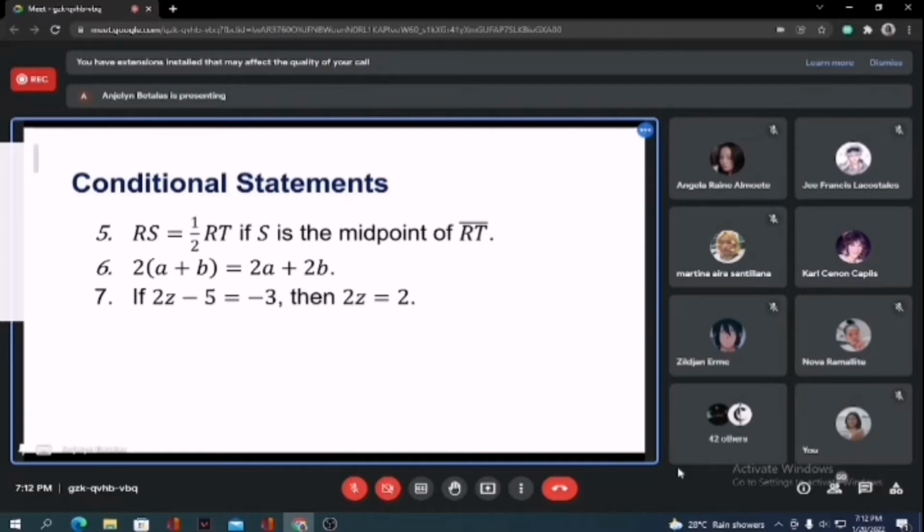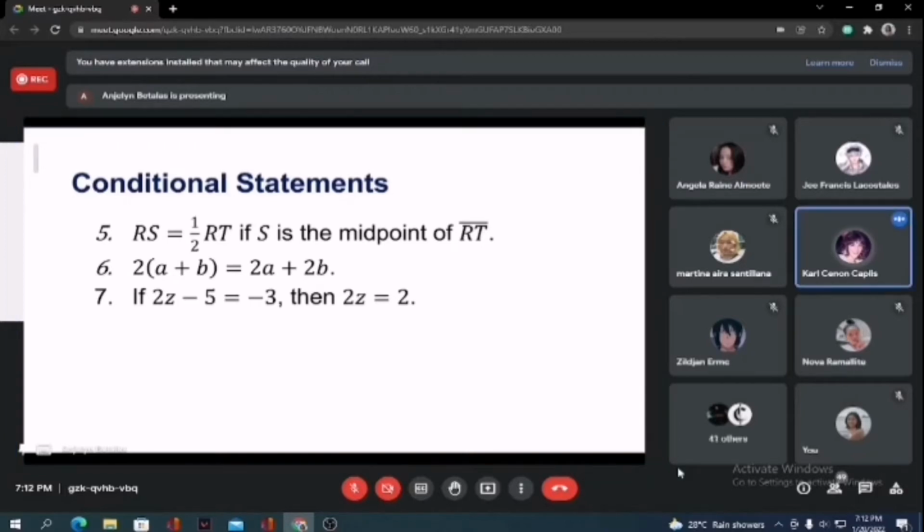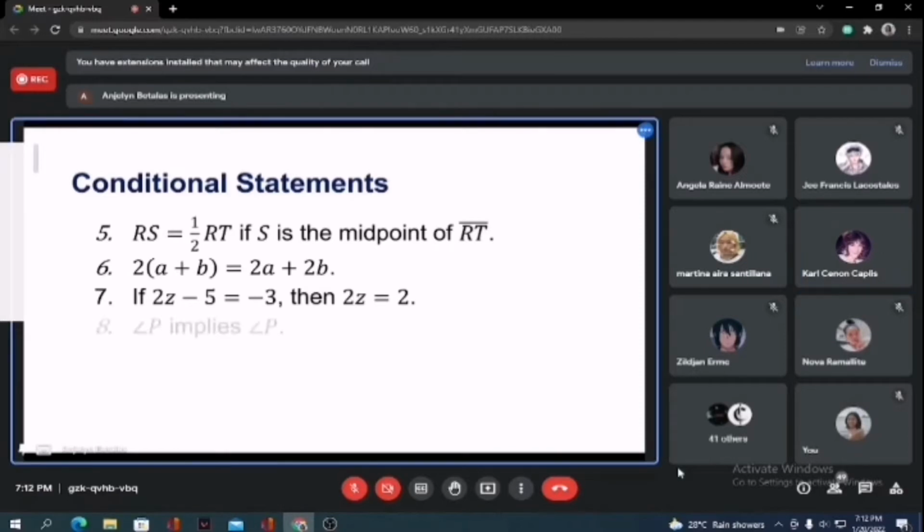Next, number 7. If 2z minus 5 is equal to negative 3, then 2z is equal to 2. What is the hypothesis? The hypothesis is 2z minus 5 equals negative 3, and the conclusion is 2z equals 2. Very good. Number 8. Angle P implies angle P. Hypothesis is angle P, and the conclusion is angle P.